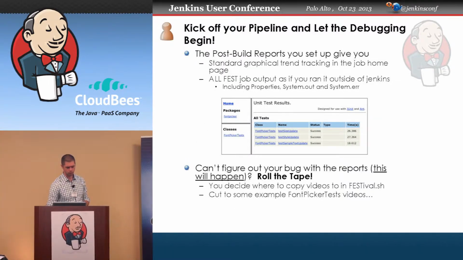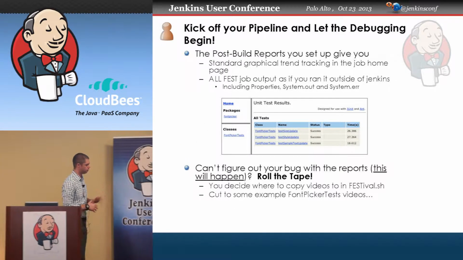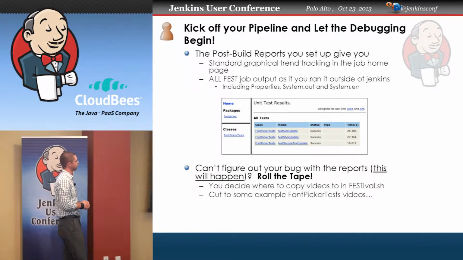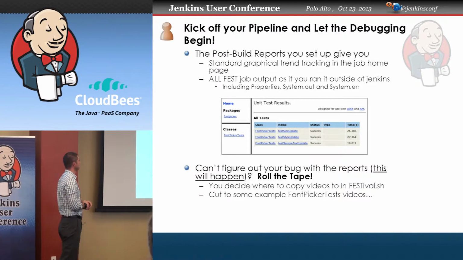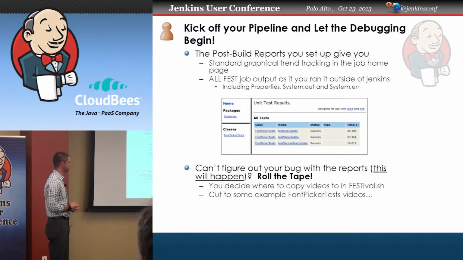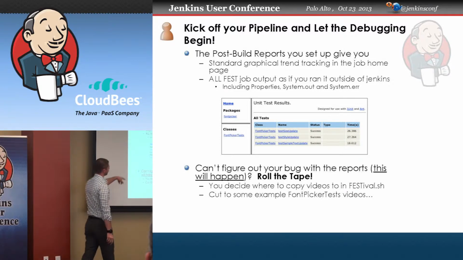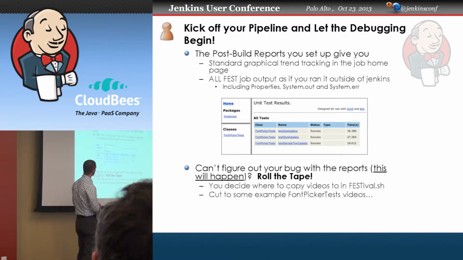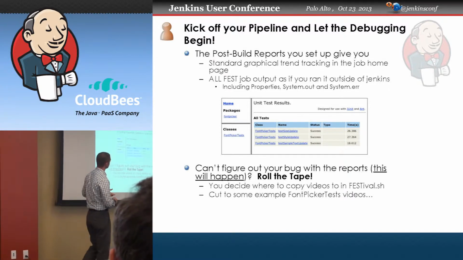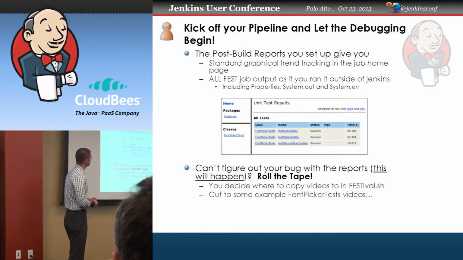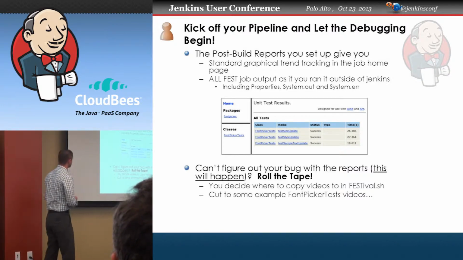Beyond that, I'll just show you a real quick example of what the reports look like. So this is what a FEST report looks like. Looks like your standard run of the mill JUnit report, where in this case we would have 3 different tests that executed. So we've got test size update, test style update, test sample text update. Shows you how long they ran and success.